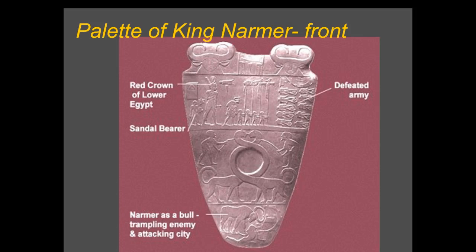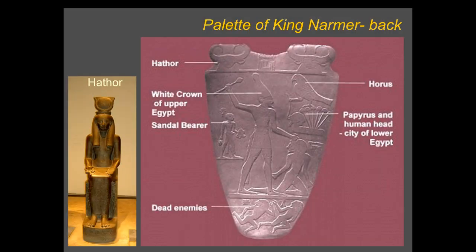So there again, you're looking at the red crown of Lower Egypt. We've got the sandal bearer behind him. Then we've got the defeated army, so again, it's commemorating that. At the very bottom, we've got Narmer as a bull trampling the enemy and attacking the city. We'll talk more about this palette whenever we go through our artifacts, because it is one of our artifacts.